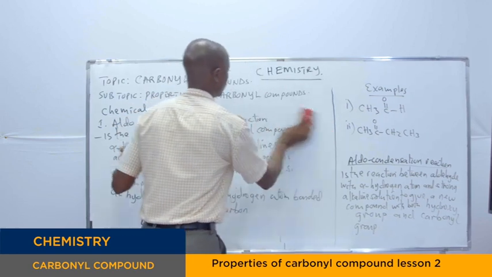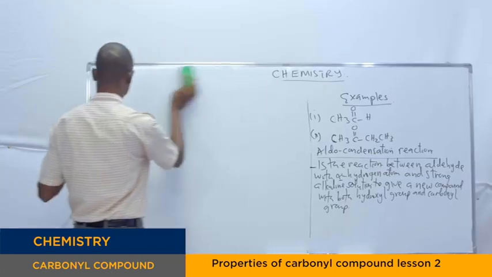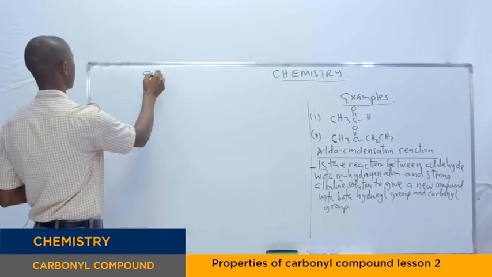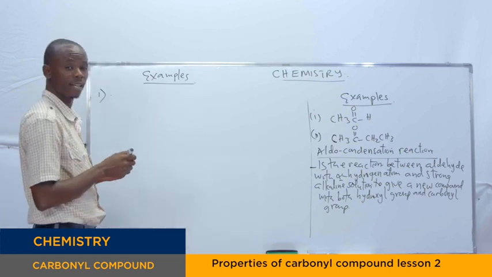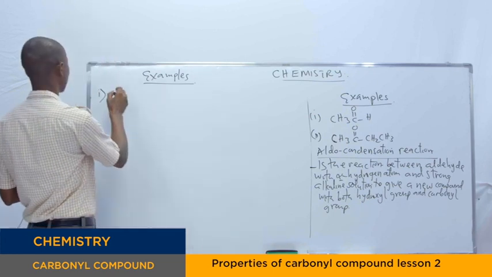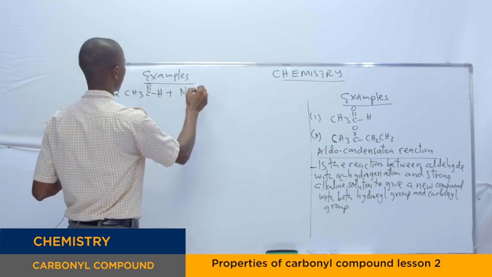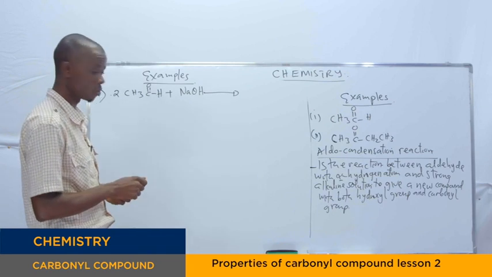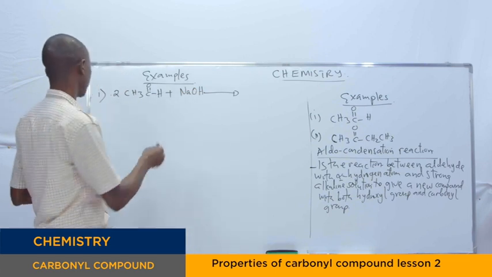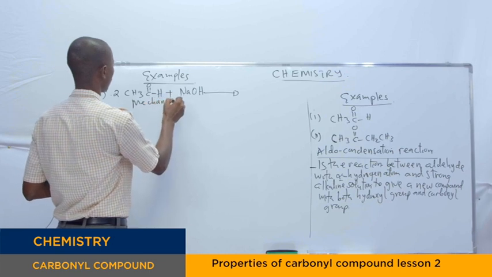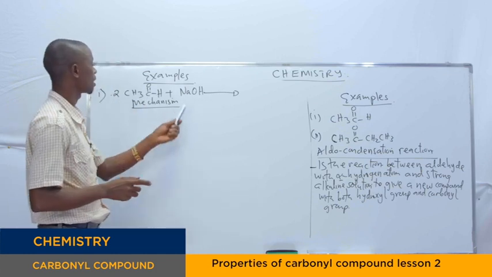Now, let's see some examples. One, let's take the example of two molecules of ethanal reacting with an alkali solution, which is sodium hydroxide. So let us see the mechanism of this reaction. Now, because there are two molecules of ethanal, let's take one molecule of ethanal starting to react with the sodium hydroxide.